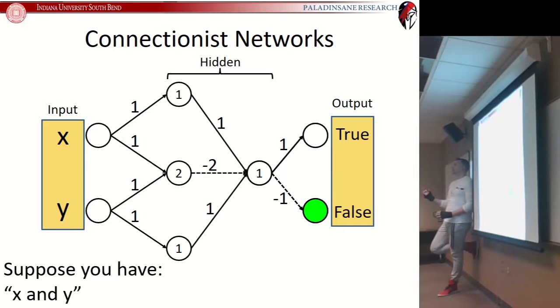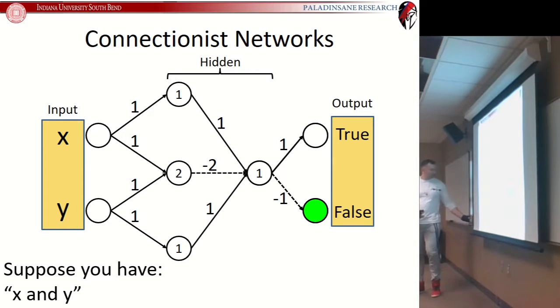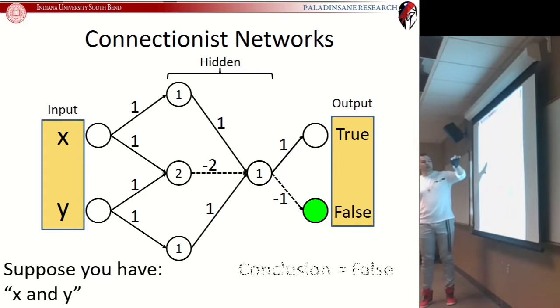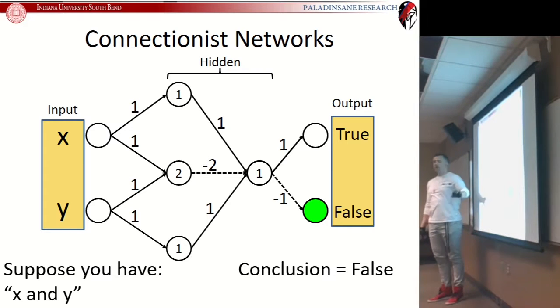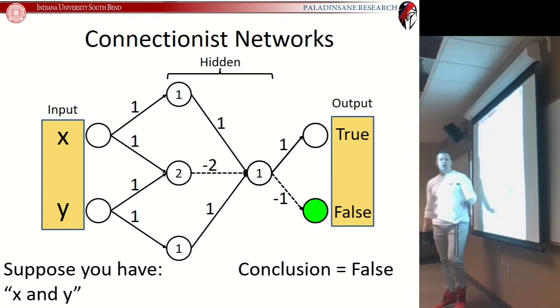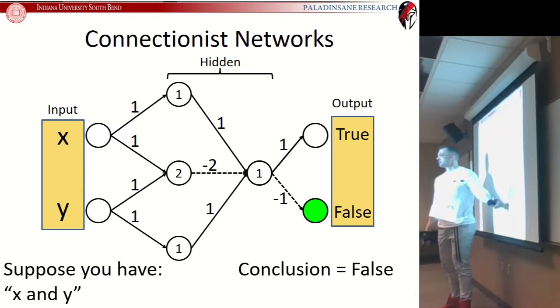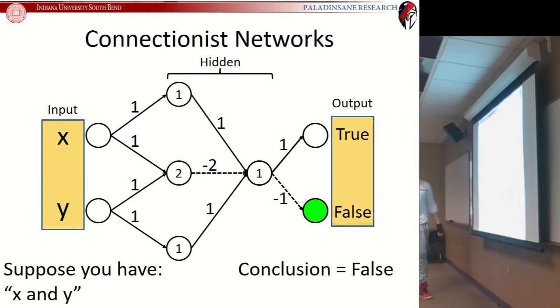Another good example is if you're being offered dessert as a child and your parents tell you you can have pie or you can have cake, but you can't have both. You know you got to take one or the other. You know that this is a violation of that rule. So let's suppose that you have both x and y. In this case, you've taken x and y. The conclusion should be false. When we go through this network, this false node should stay on. So let's see if it does.